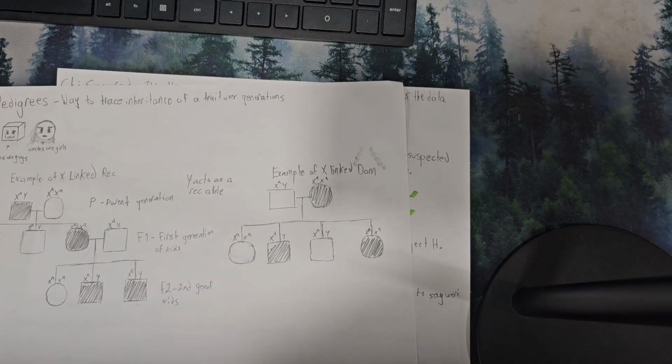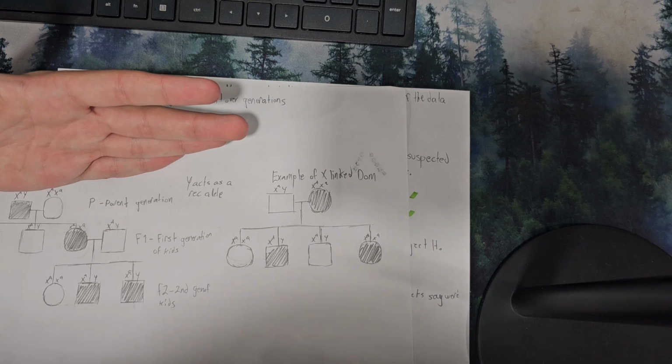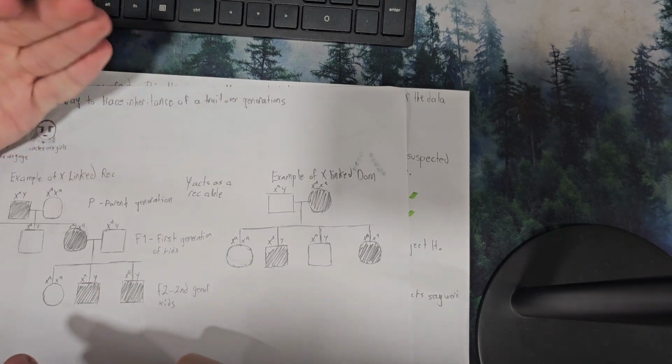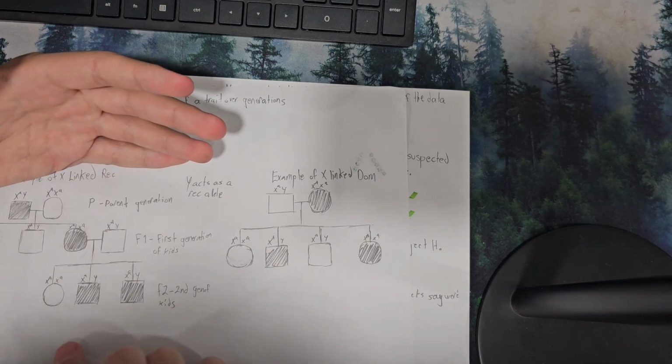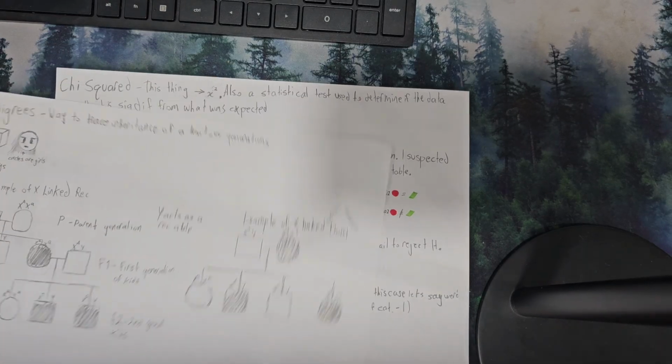I'd say pedigrees are pretty useful when it comes to deciphering what causes a trait to be expressed. Because if you didn't have this information, you could find out that this is X-linked recessive just based off the fact that all the guys are expressing the trait.